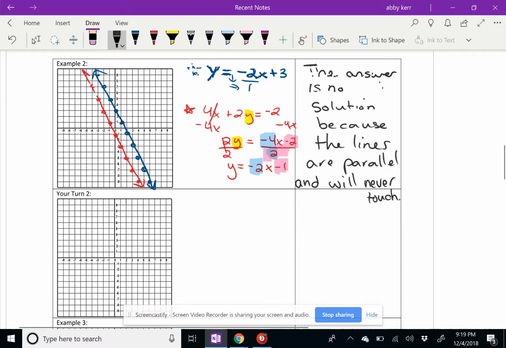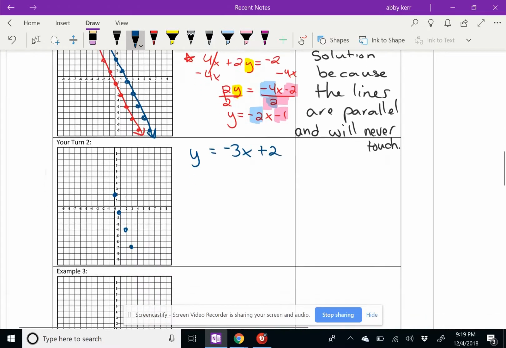Now for your turn 2. The first equation that was given was y equals -3x plus 2, which is awesome because it's in slope-intercept form. So you're going to begin at 2, go down 3, right 1 this time, till you run out of room. And then go up 3, left 1, because it's the opposite. Draw your line using your straight edge.